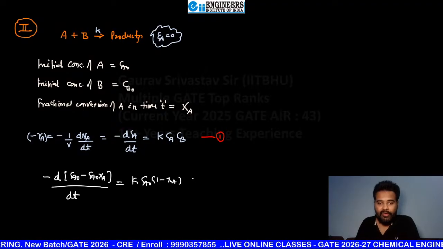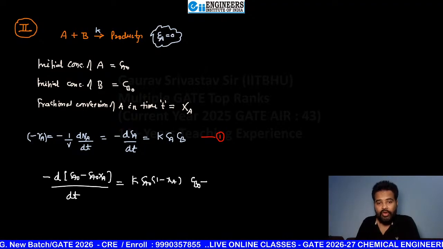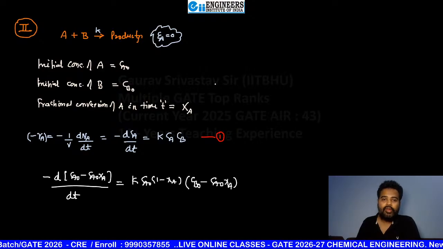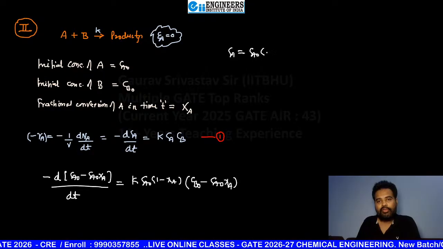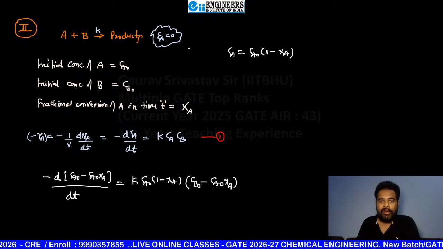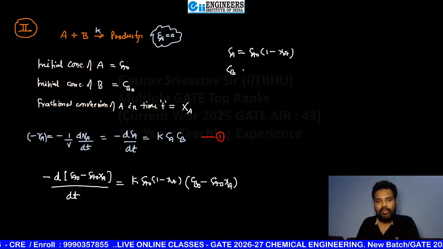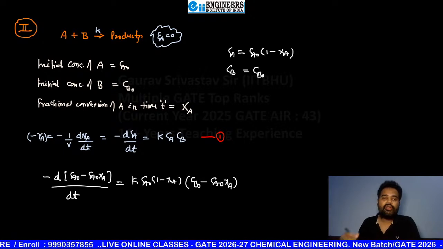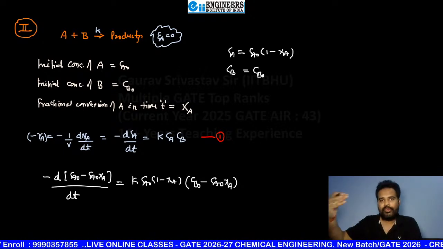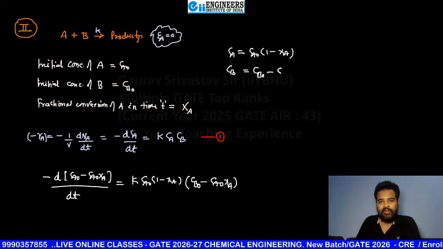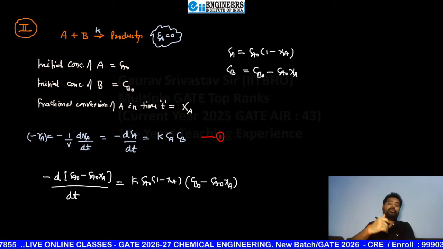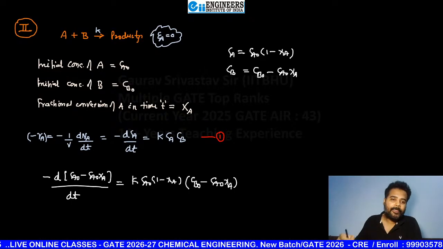So here you can write what? Cb naught minus Ca naught xa. We are putting here C is equal to Ca naught (1 minus xa), and for this reaction we know how to get Cb. So Cb will be Cb naught. If 1 mole of A reacted, 1 mole of B also reacted. So if Ca naught xa of A is reacted, Ca naught xa of B is also reacted, that means the left amount is Cb naught minus Ca naught xa.